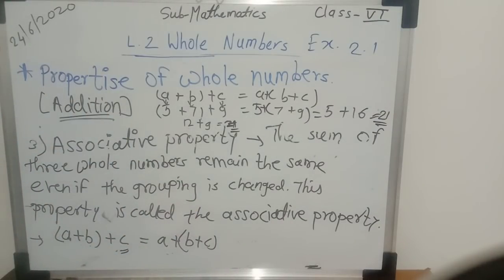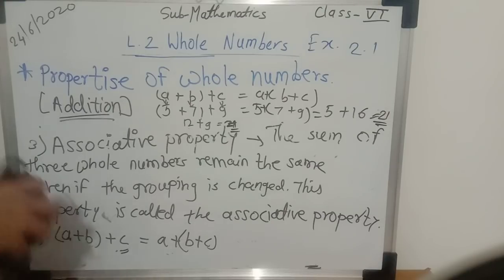Now see students, here we have seen three properties for the addition. First, closure property, then commutative property and associative property. Now let's revise what we have seen in these three properties.